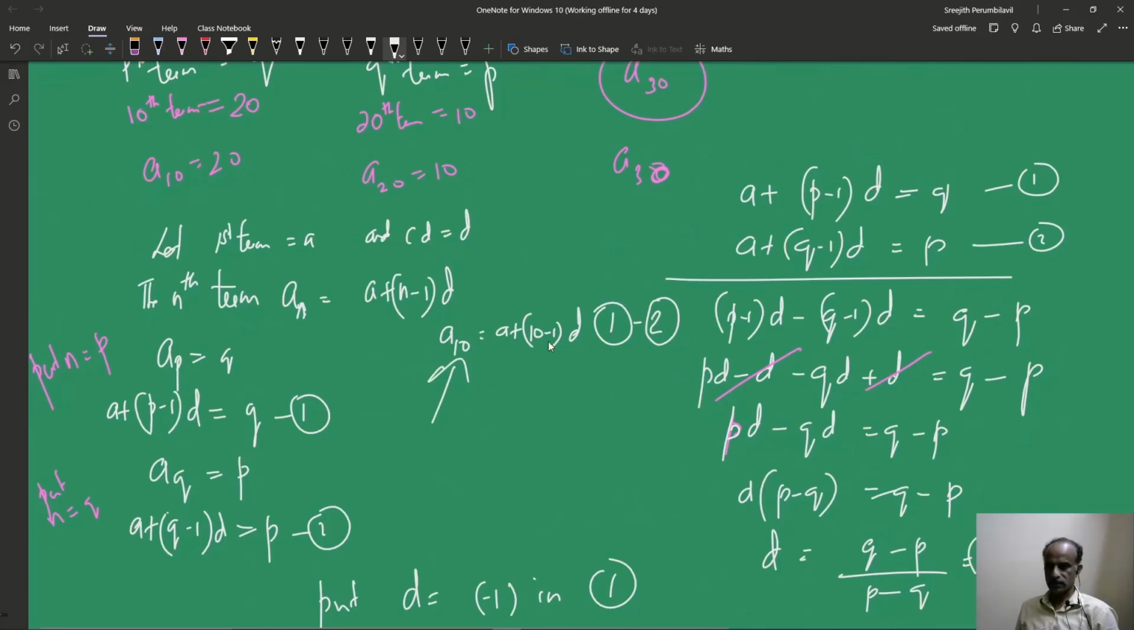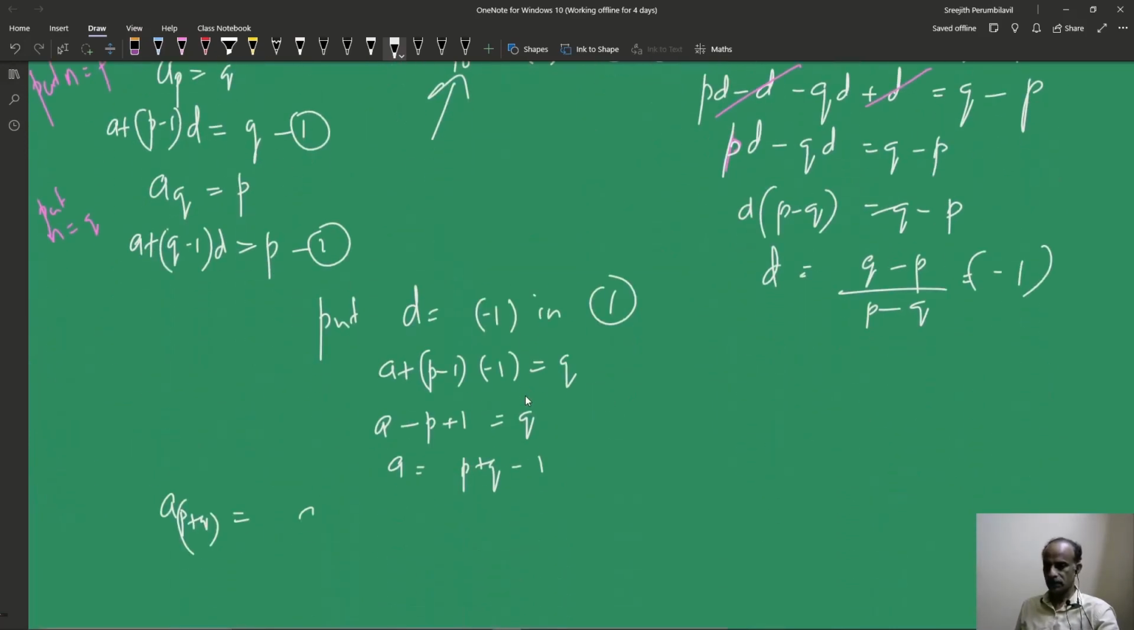What is the 10th term? A plus 10 minus 1. 100th term, a plus 100 minus 1. Pth term, a plus p minus 1. P plus qth term, a plus p plus q minus 1 into d. That is equal to a plus p plus q minus 1 is how much? It is given to be a here. Okay. A is p plus q minus 1.